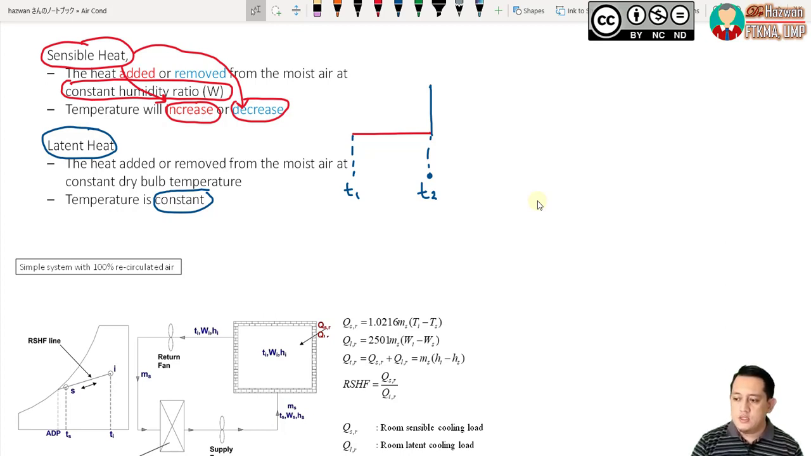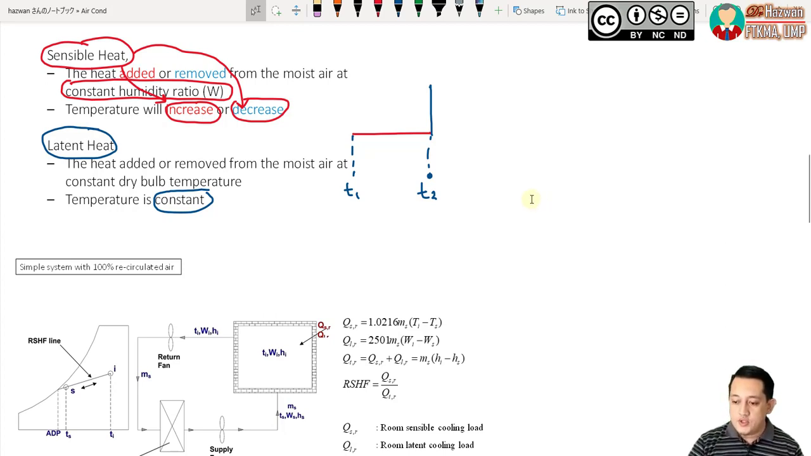So this lecture is actually connected to the previous lecture. If you missed the previous lecture, please check the link in the description down below. In the previous lecture, we stopped at sensible heat and latent heat. Sensible heat is the heat needed to increase the temperature. Latent heat is when the temperature is constant, but the heat is used to change the phase from liquid to gas or gas to liquid, vice versa, or from solid to liquid or liquid to solid also. That is latent heat.